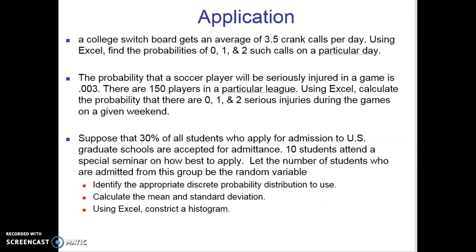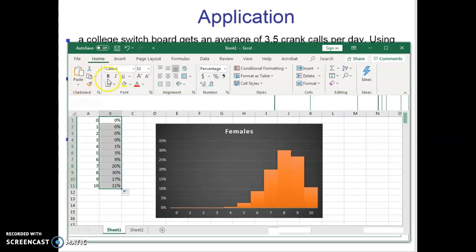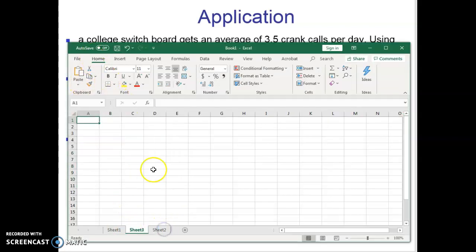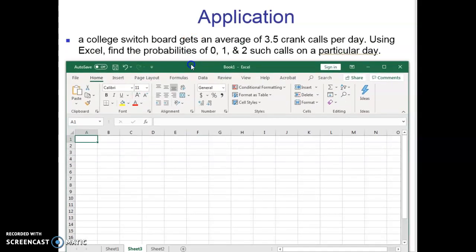All right, let's wrap up this section with an application. To do this, we're going to use Excel, and let me go ahead and pull up a new sheet here. It says a college switchboard gets an average of 3.5 prank calls per day. Using Excel, find the probabilities of 0, 1, and 2 such calls on a particular day. So the first step we do is just like we did with the binomial. We put our successes here. So 0 successes, 1 success, or 2 successes.